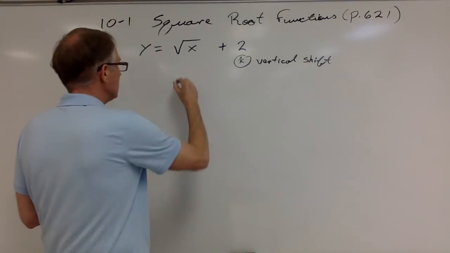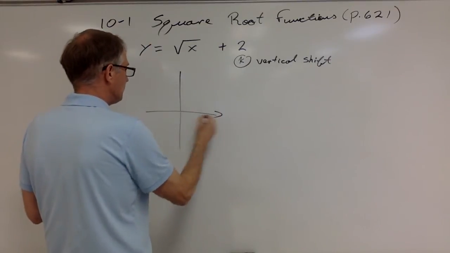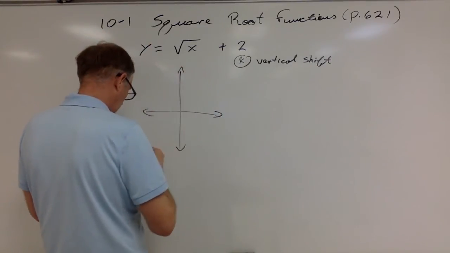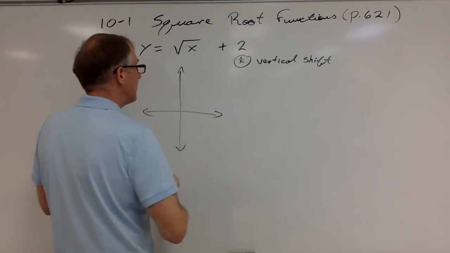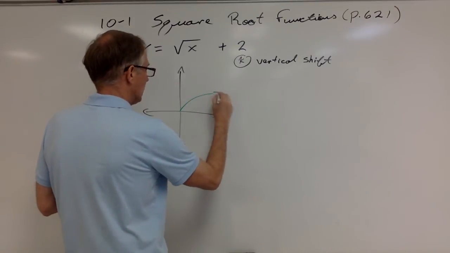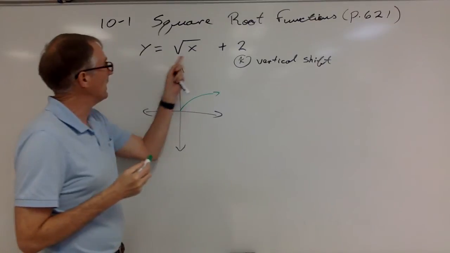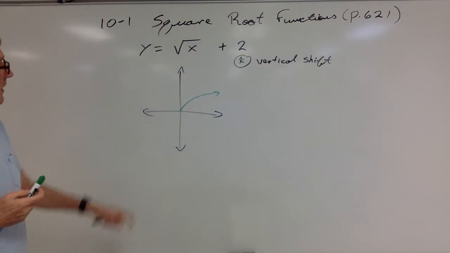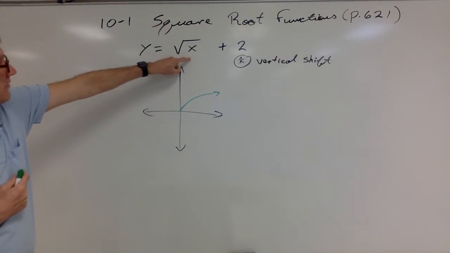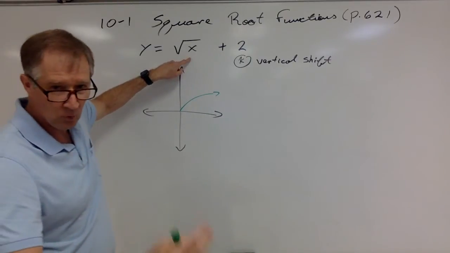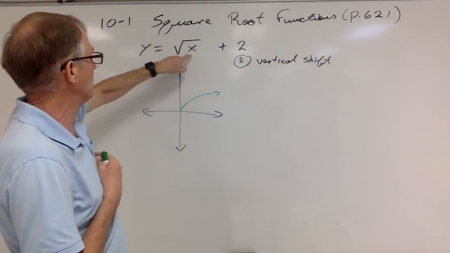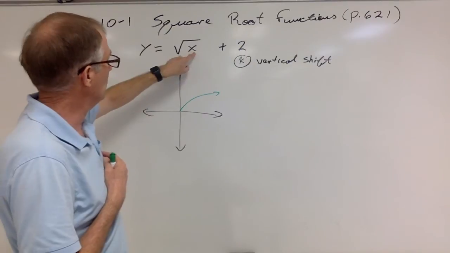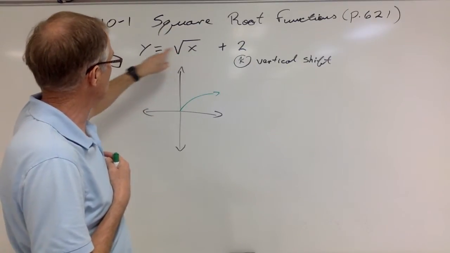So in a case like the graph that we had earlier, where the parent function looked like that. That was the parent function, y equals the square root of x. You take all the square root of x values. We had 0, 1, 2. We put in 0 for x, got 0 for y. 1 for x, got 1 for y. 4 for x, got 2 for y.